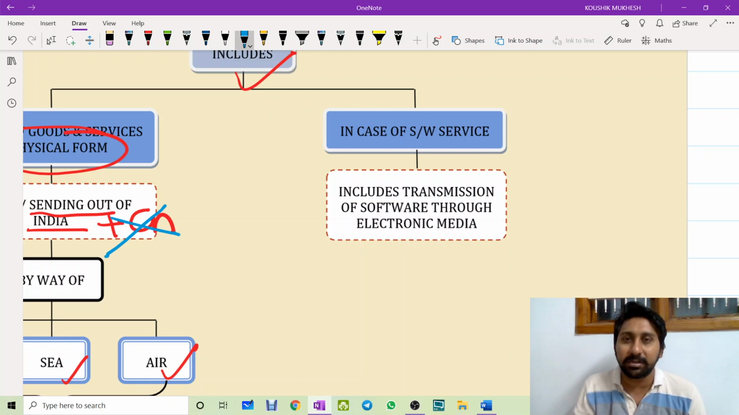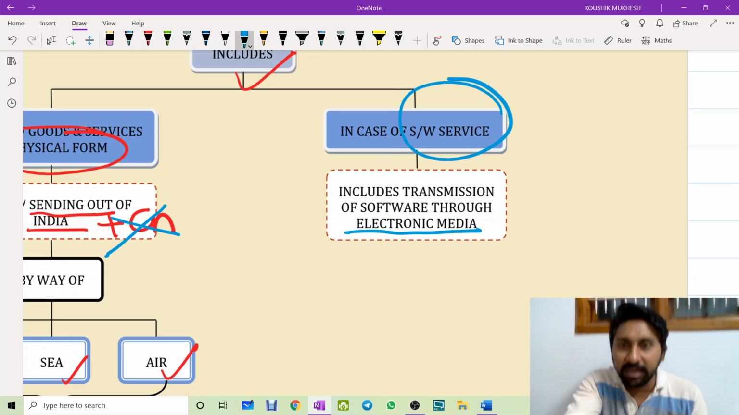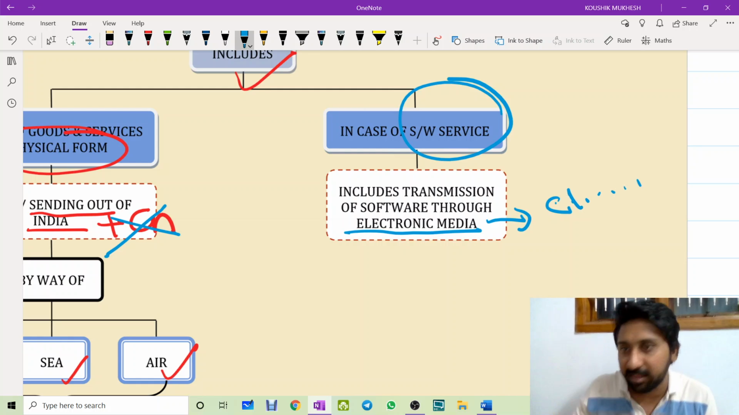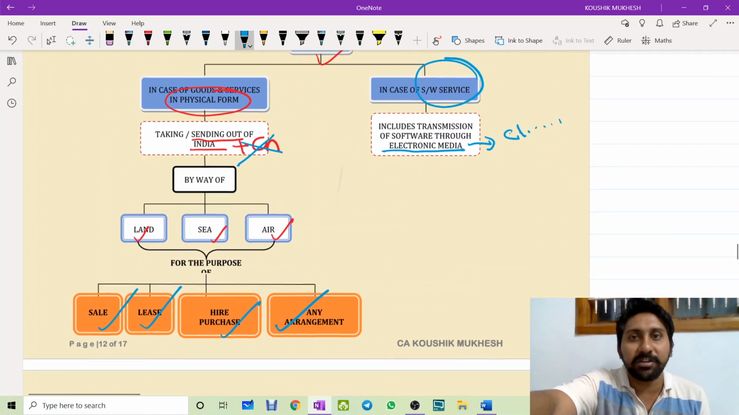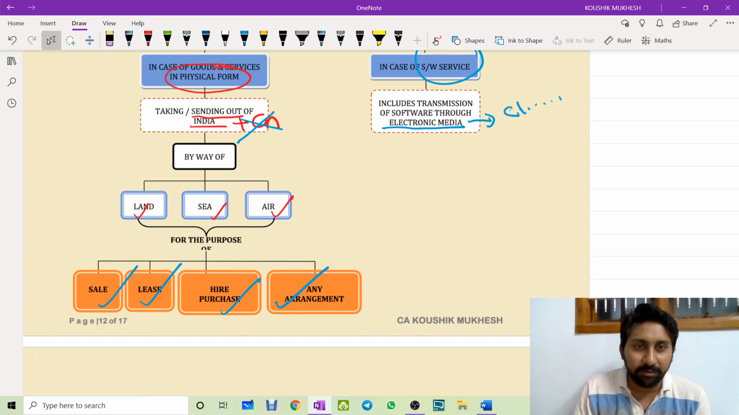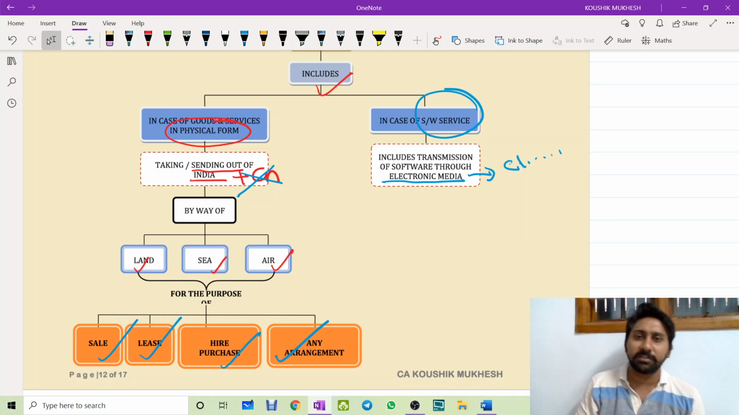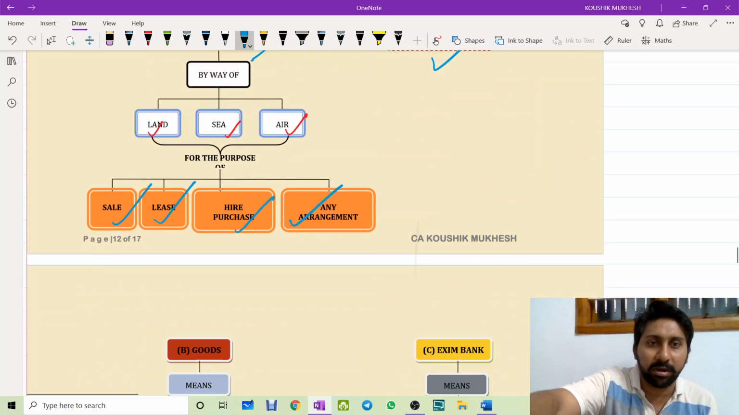Do you receive any pen drive or DVD drive? Through the cloud system it was getting updated. Therefore, those types of exports are called export of a software service. It includes the transmission of software through electronic media. This includes cloud storage, etc. And so many other ways are also coming. Innovative techniques are there. Through anything you can get it. So, export definition was completed. In case of goods, it is taking or sending out of India by way of land, sea or air for the purpose of a sale, lease, hire purchase or any other arrangement. In case of a software service, it includes software through an electronic media.